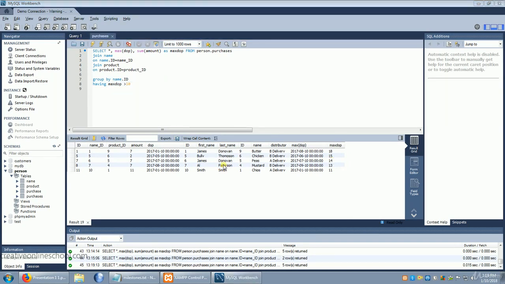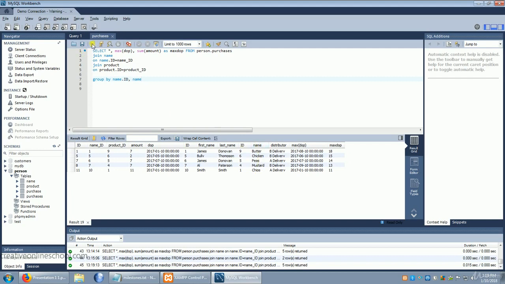But what if we wanted to add some more information? What if instead of looking for the highest people, we wanted to see the total that each person bought of each product? So let's get rid of that having for a moment, and we'll add another group by. We'll do that by simply adding a comma and now saying name, because name is the field that we have called the name of the product.